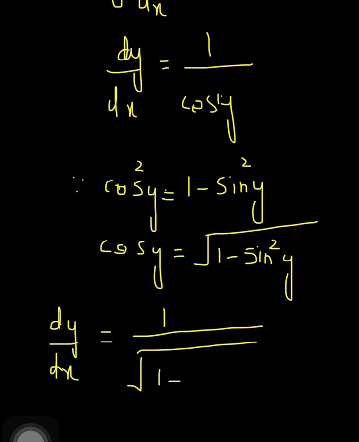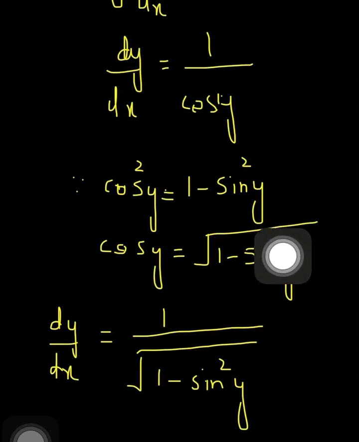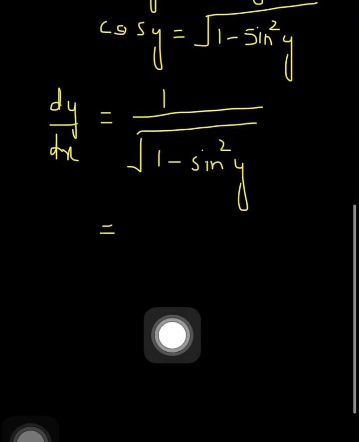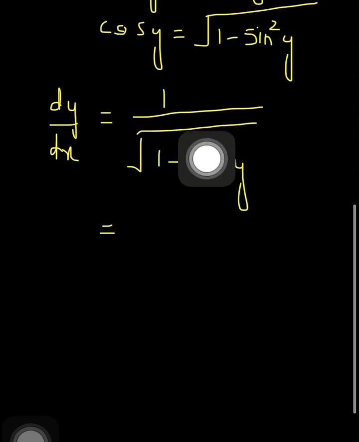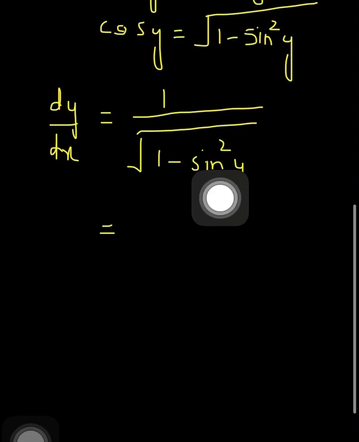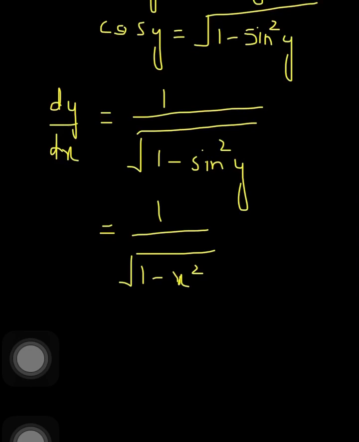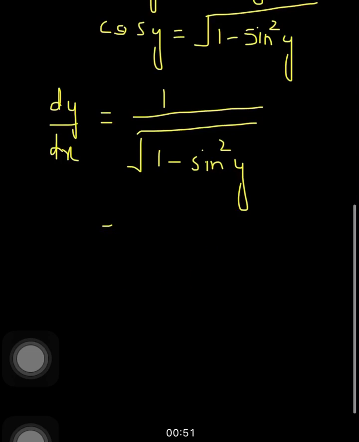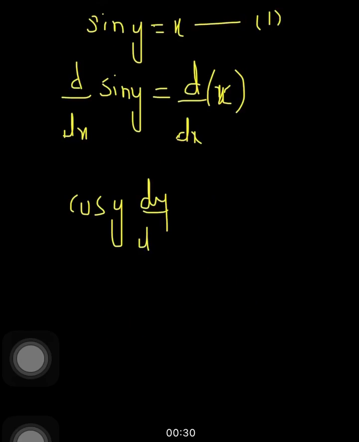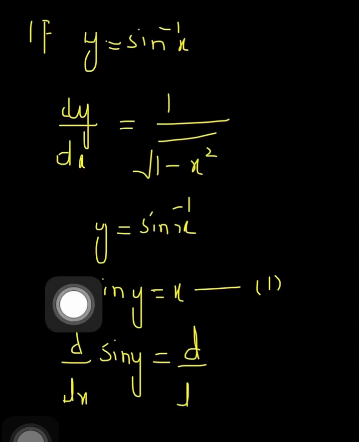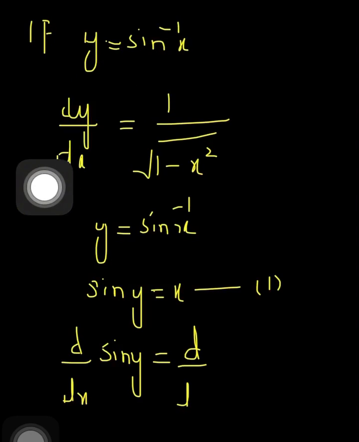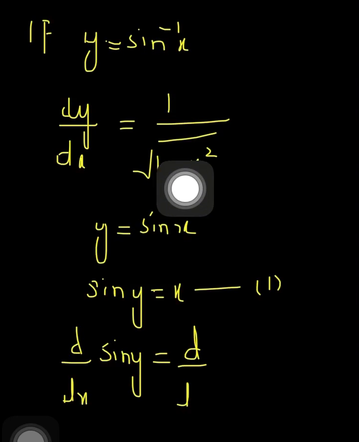I got this equation. And I know that in the very first step, where the question is given, sine y is equal to x. So I put the value of sine y, that is x, in this equation, and I get the result 1 over under root 1 minus x square. So this is the derivative of the question: y equals sine inverse of x, and the derivative of this function is 1 over under root 1 minus x square.